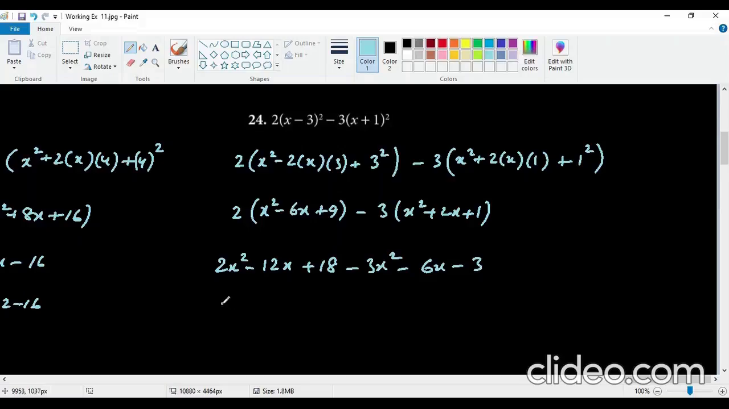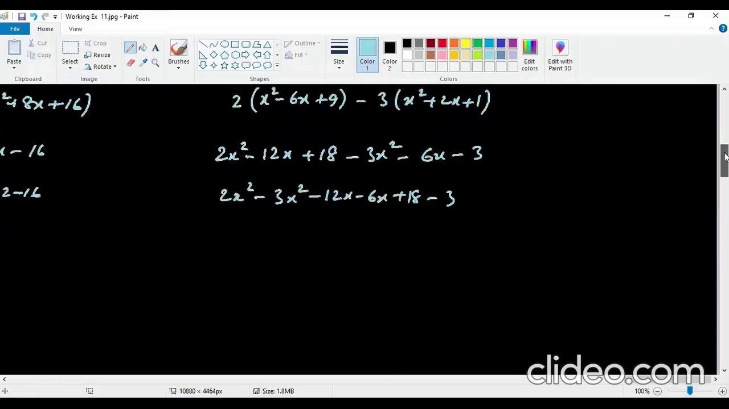So 2x square minus 3x square, plus 12x minus 6x, is it minus 12? It is minus 12x. Minus 12x and minus 6x plus 18 and minus 3. So 2 minus 3 is going to give you a negative x square minus 18x and plus 15 as an answer for this question. And that's how this exercise is complete.